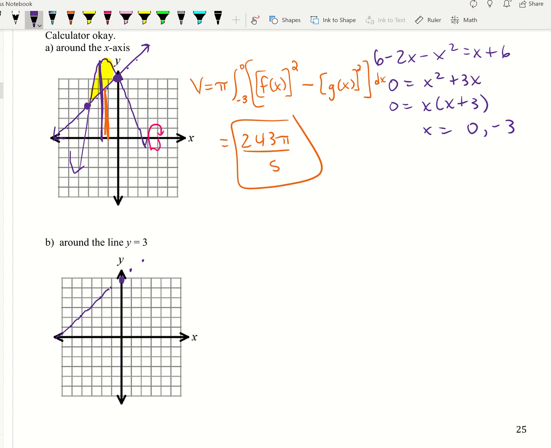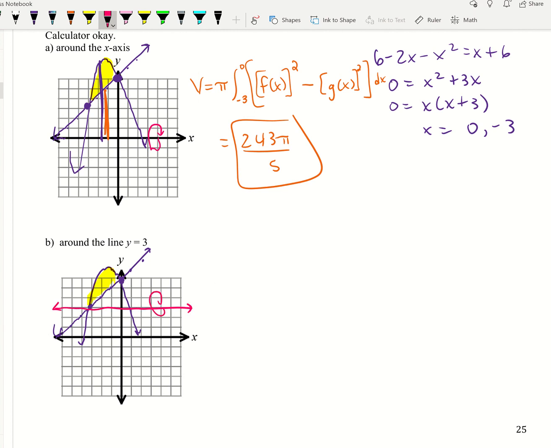Like that. And then I have the quadratic that's opening down, and those intersect at 0 and -3 and looks something like this. I don't really know how high up this vertex is, and it doesn't really matter. Now this time my line of rotation is the line y equals 3, which is right here.